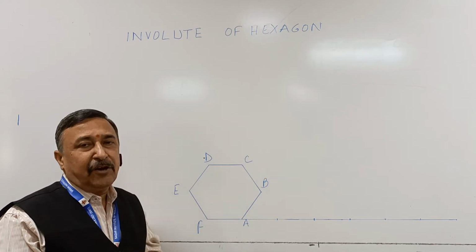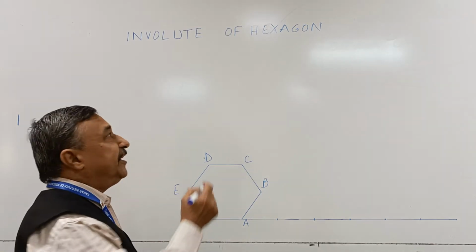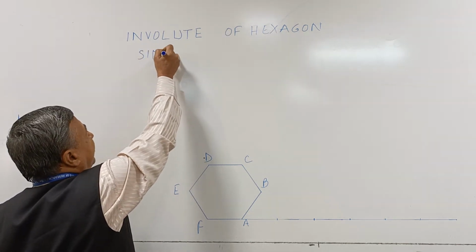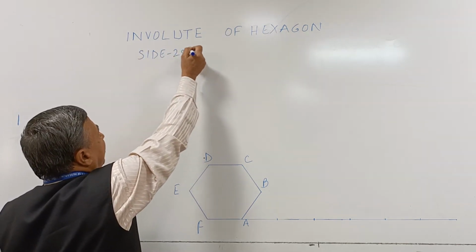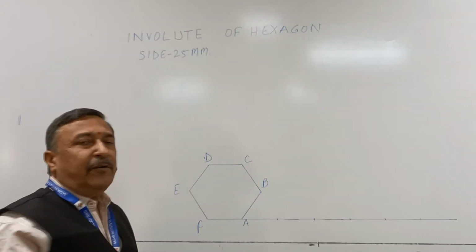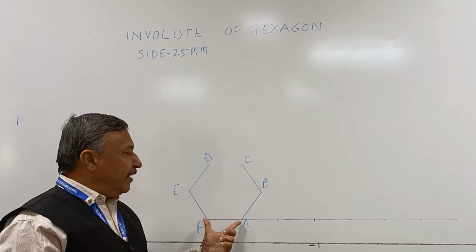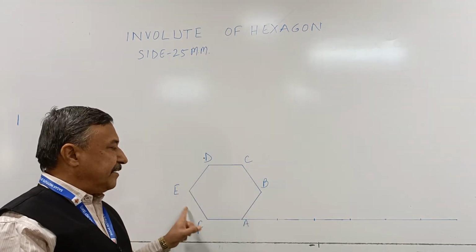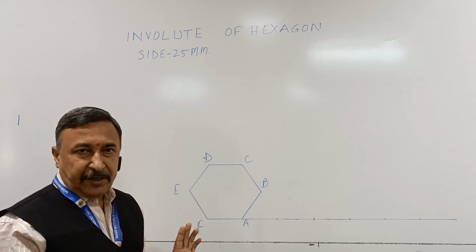Suppose there is a hexagon of side 25 mm. I am taking side 25 mm. You can also take side of 25 mm. So draw a hexagon of 25 mm side. This is a regular hexagon.